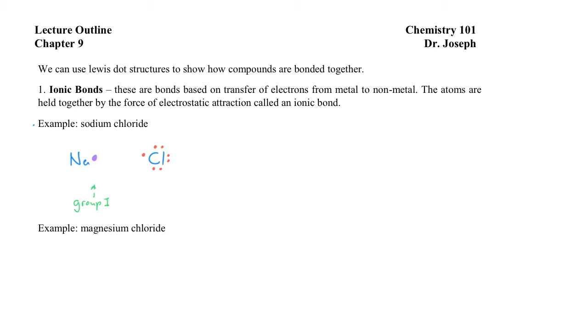That's our valence electron for sodium. And then chlorine is in group 7, so it will have 7 valence electrons. So this is the electronic configuration for sodium and for chlorine.